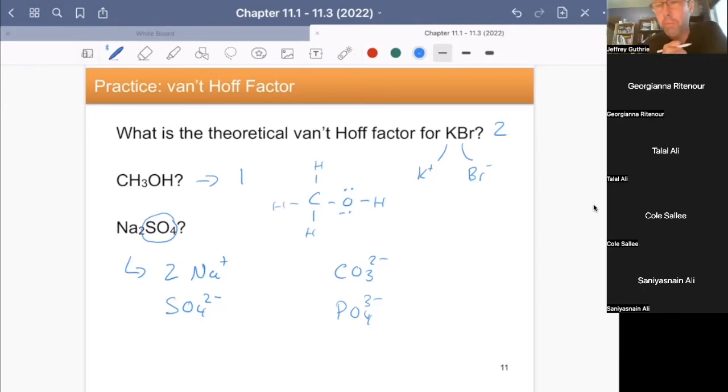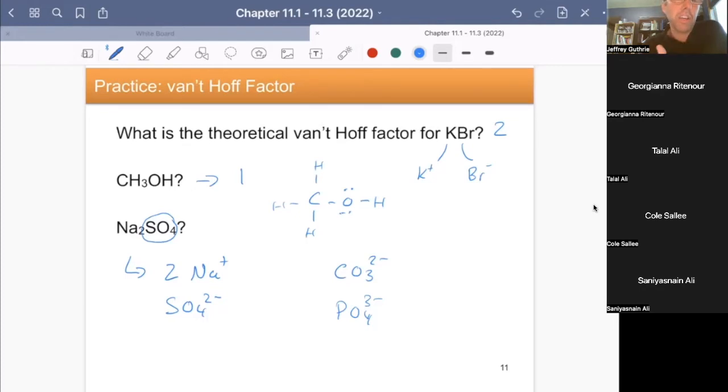Carbons and oxygens don't break apart. And until we get to talking about what an acid and a base is, the OH isn't going to break up either. But later on, not for this particular molecule, but for other molecules, that OH could break up, but not for methanol. It just doesn't work that way.